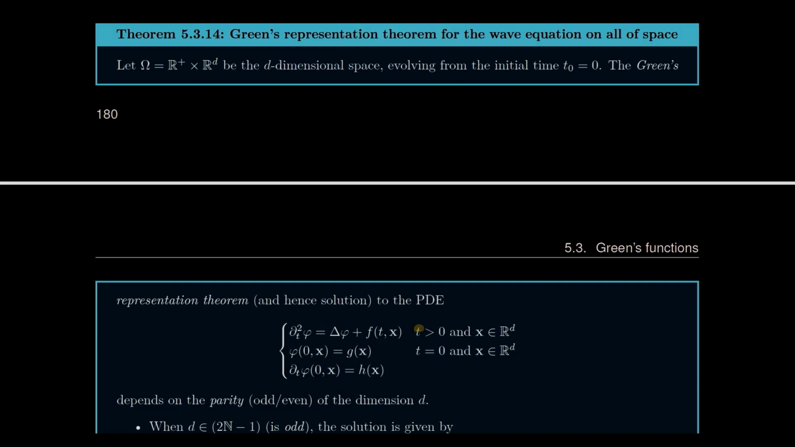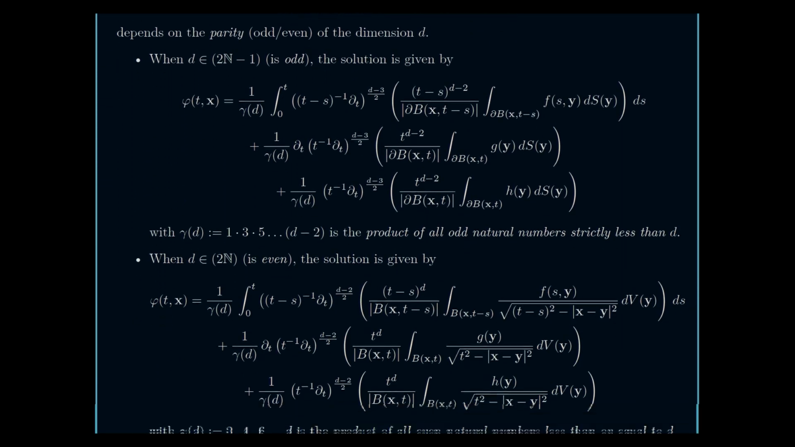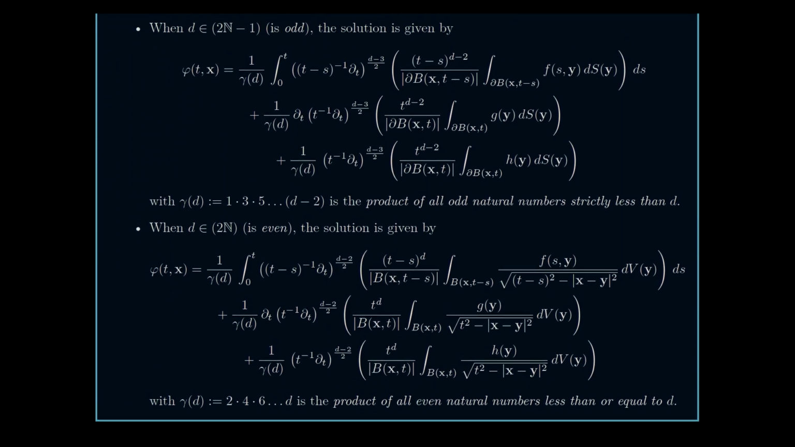What do I mean by all of space? We're going to still initialize at time t equals 0, but the spatial terms will just be R^d. And if I have some sort of forcing term in my wave equations, I have some initial wave shape, and I have some initial wave velocity, I can actually construct an integral transform solution to these, and they look terrible. They look so bad.